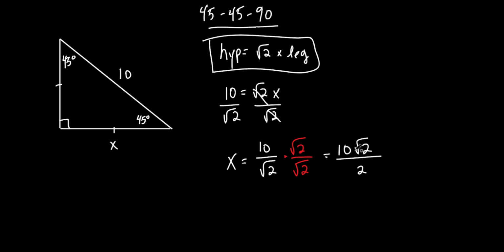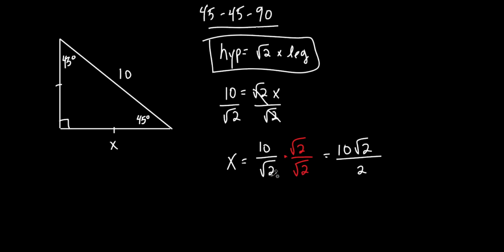No, not yet. Don't circle it yet. Sorry. So say 5 times square root of 2, it would just be 5 square root of 2. 10 times the square root of 2 is just 10 square root of 2. Why don't you do 2 square root of 2? Because this is the square root of 2. This is not a 2.